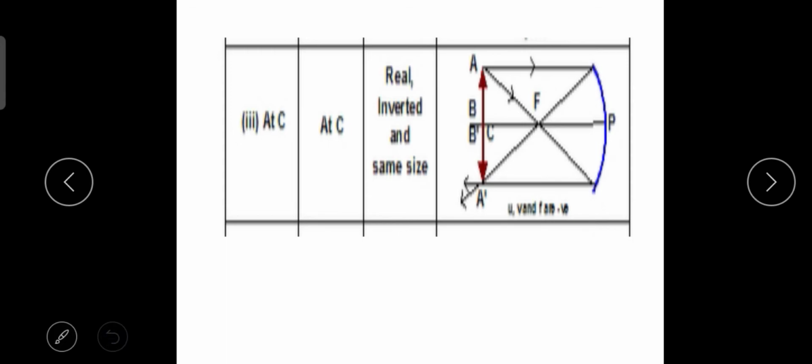Then the light ray is going to hit like this. First of all, it is parallel to the principal axis, so it will reflect back through the principal focus. Then there is a possibility of going through the principal focus, and if the ray is passing through the principal focus, then it will reflect back parallel to the principal axis. So this is the principal axis. So these are the reflected lights.